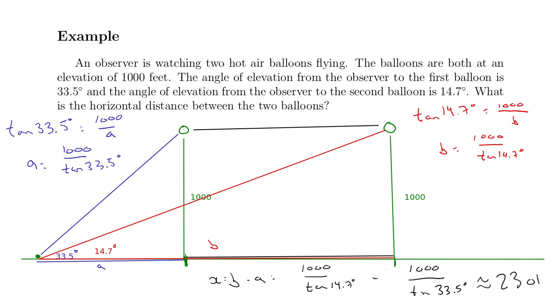So, the horizontal distance between the two balloons is approximately 2,301 feet. And that's our answer. So we were looking for this horizontal distance between the two. We set up our diagram and we found out that it was a difference between these two bases. We could find the two bases using the tangent function and go from there.